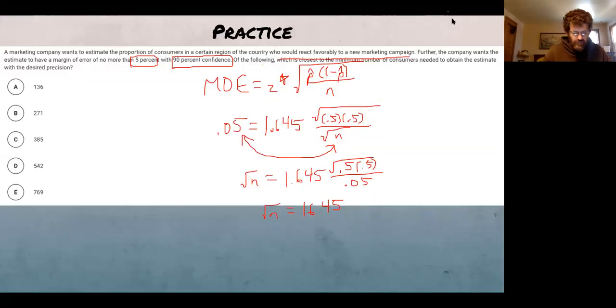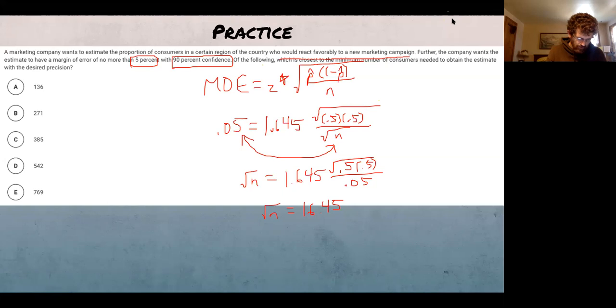Okay. When you finish on the right side, you should get 16.45. That's not even an option. So, but you would want to be careful. They could give that to you as 17 as a sample size to confuse you, but we know that we still need to square that.